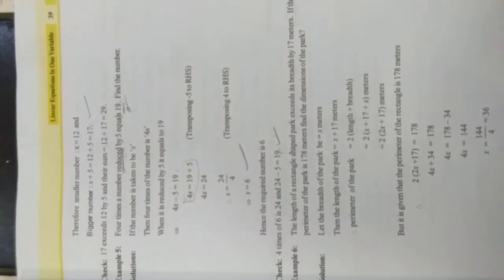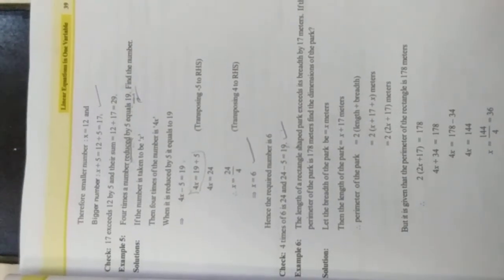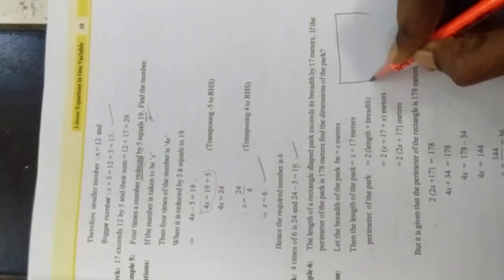Next, example 6. See here, the length of a rectangular shaped park exceeds its breadth by 17 meters. It is a rectangular park. It exceeds its breadth by 17 meters. If the perimeter of the park is 178 meters, find the dimensions of the park. Suppose it is a rectangle. This is your length and this is your breadth. The length of the rectangular park exceeds its breadth by 17 meters.